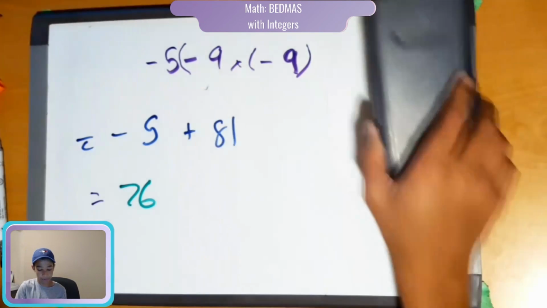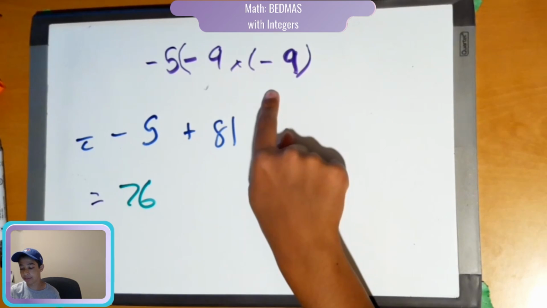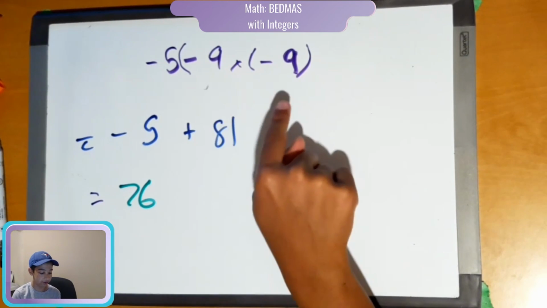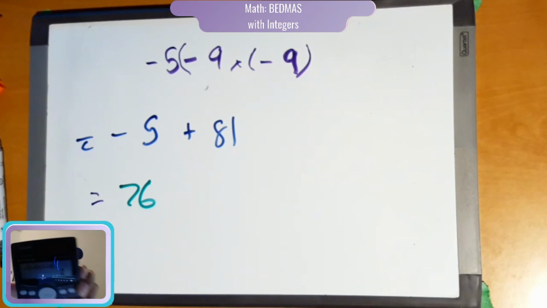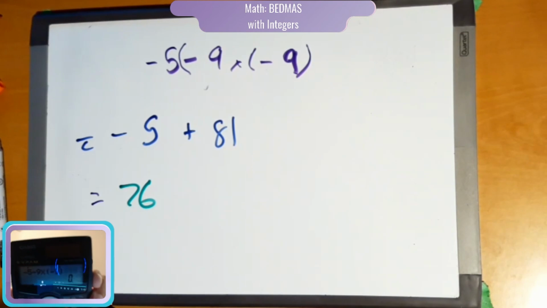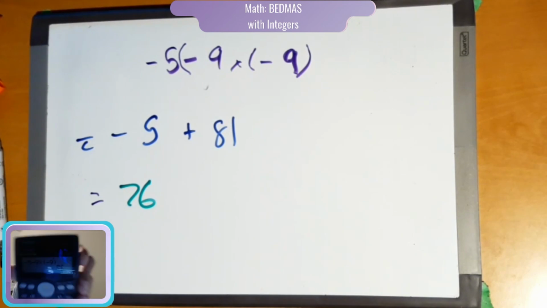Now, I just want to prove this to you. I'm going to put negative 5 minus 9 times negative 9 into my calculator, just the way it is, and I'll show you. I don't know how well you can see that, but that's what I put in. And I get 76.